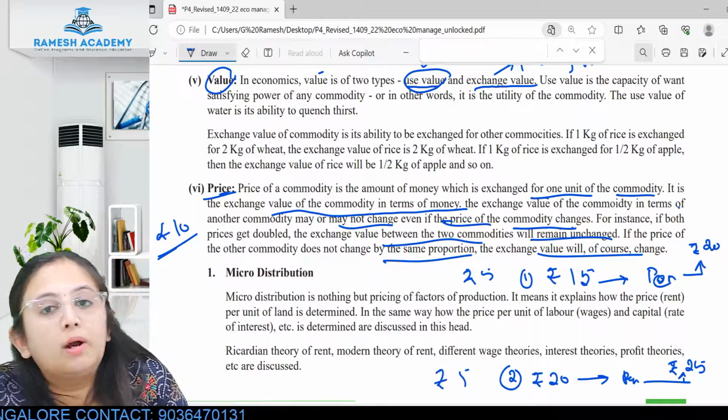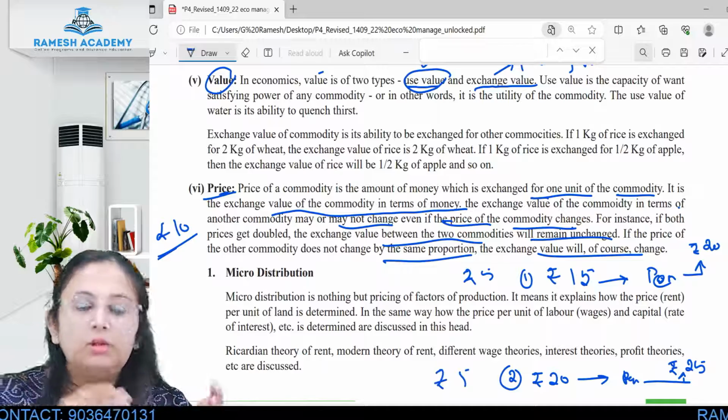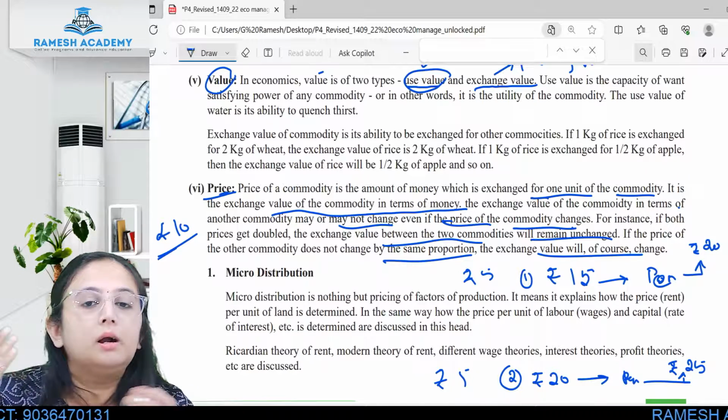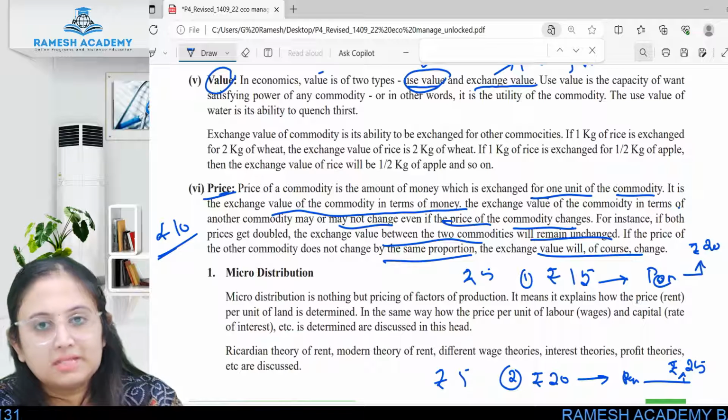So sometimes what happens is, when the prices of both the commodities change, what you are selling and what you are buying, then the exchange value between them stays the same even though the price is also increasing.